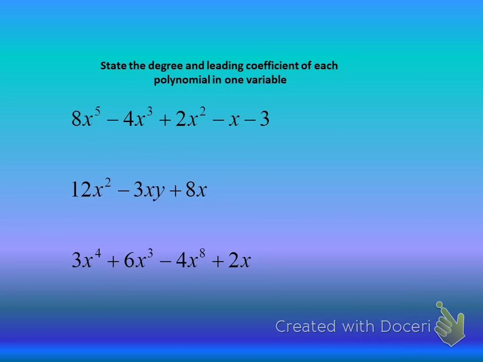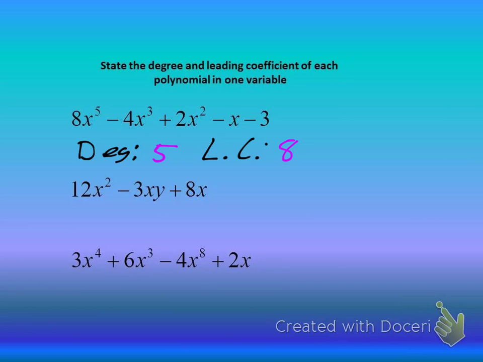Once you see that, you have two questions to answer. What's your degree? And what's your leading coefficient? The degree is the biggest exponent, so in this case that would be 5. And the leading coefficient is what's attached to it, so it would be 8. Would that be 8x? No, just 8, just the coefficient. Does everybody see that difference? You want just the number. That's your answer. That's it.